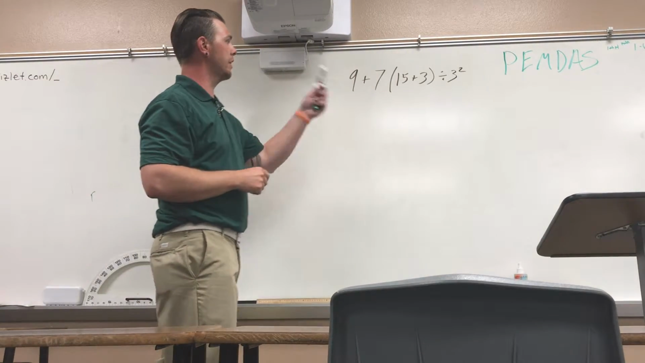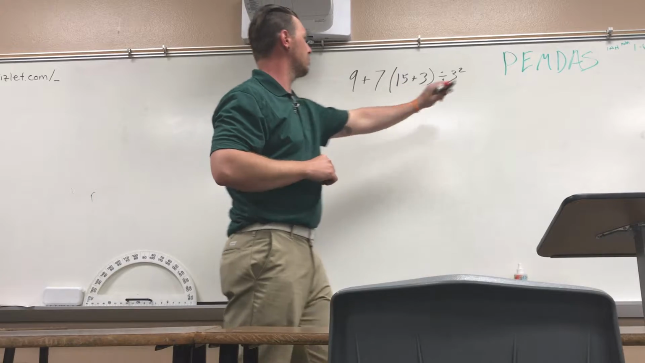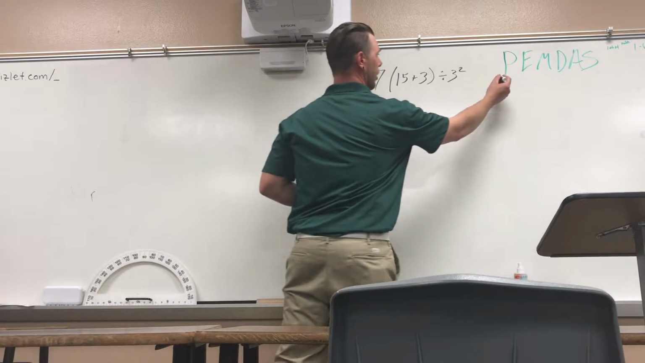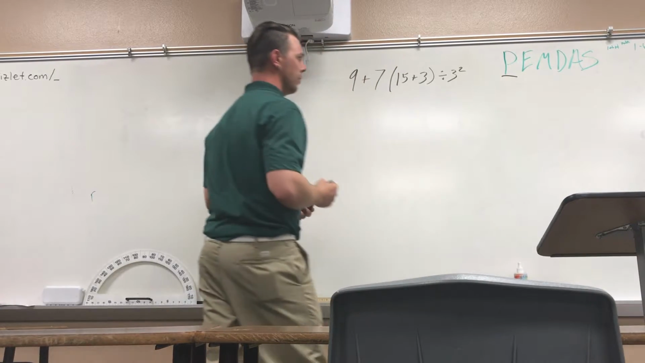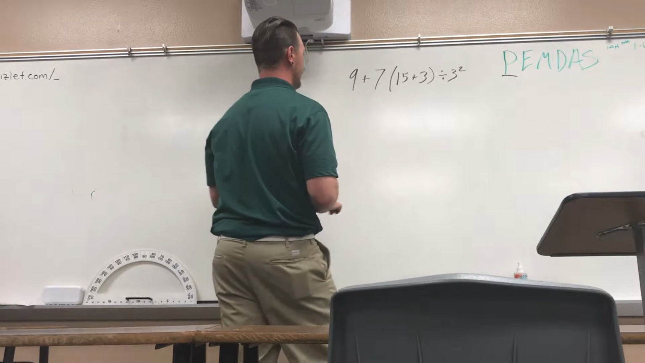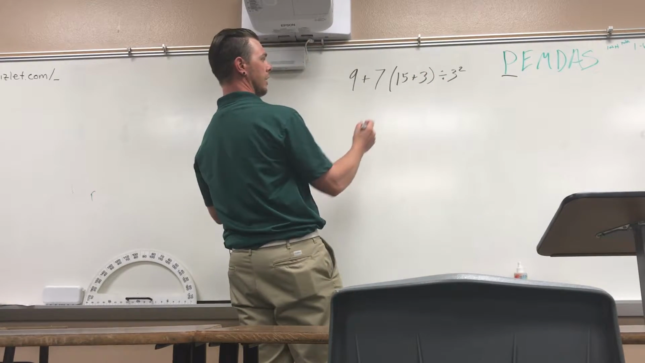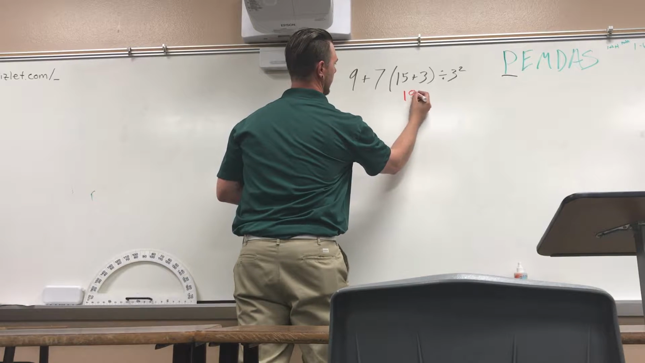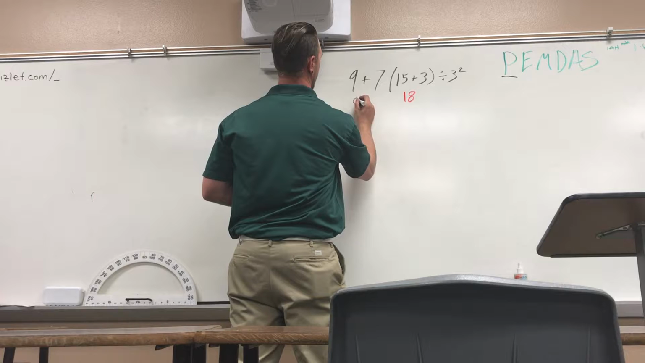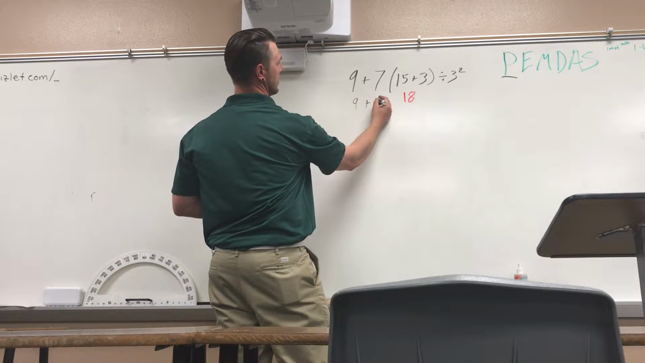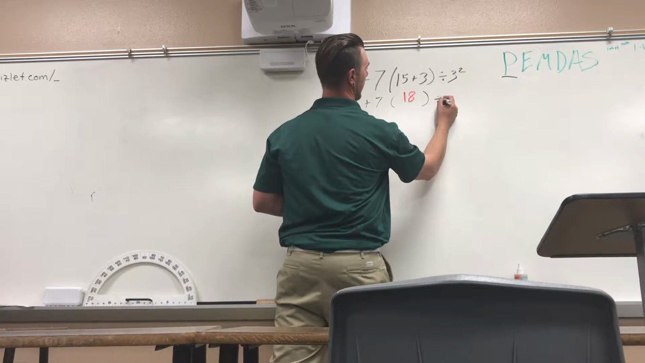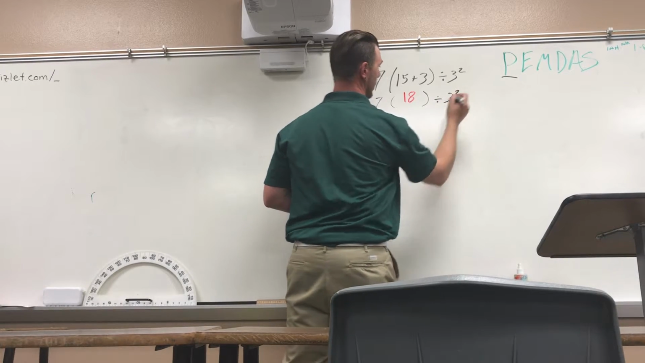So if we're going to solve this using order of operations using PEMDAS, the first thing that we need to do is solve inside the parentheses. So that would be 15 plus 3. We got 18 there. So now we're going to have 9 plus 7 times 18 divided by 3 squared.